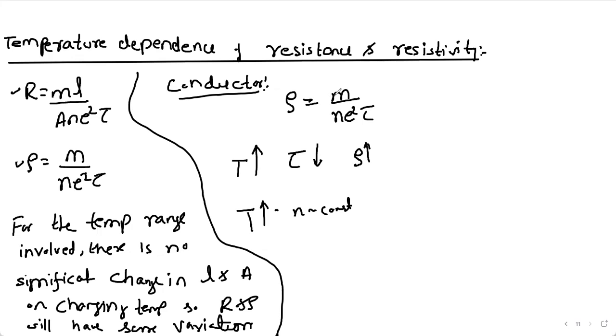I'm repeating again. If I increase temperature, then mass will not change, n will not change, charge will not change, but relaxation time will decrease and it is in the denominator. So if it decreases, then rho will increase. So on increasing temperature, resistivity increases. So in conductors, rho and R both have the same variation: they increase.